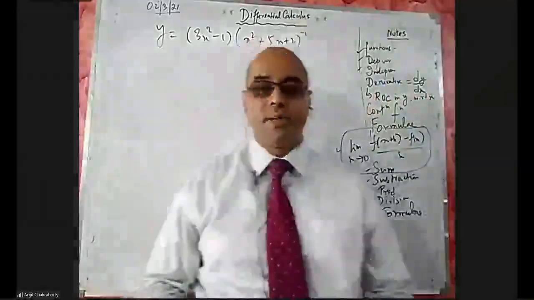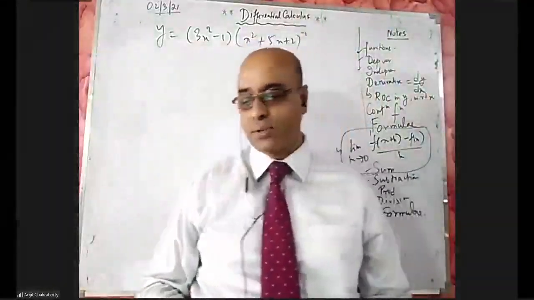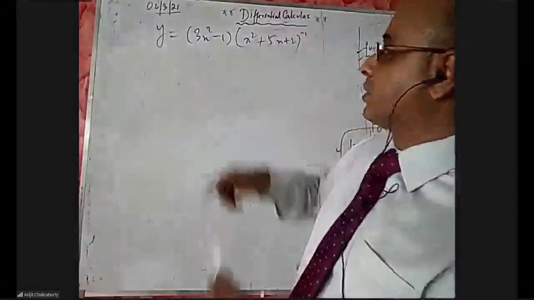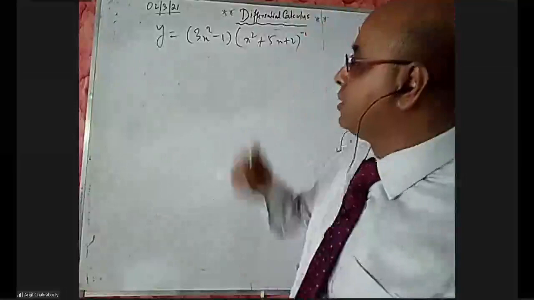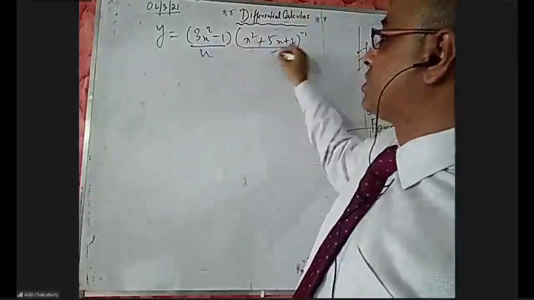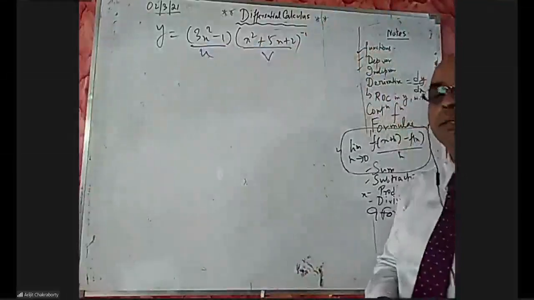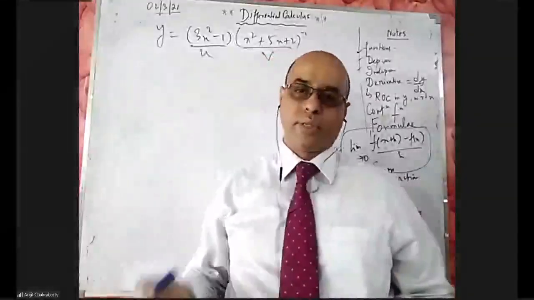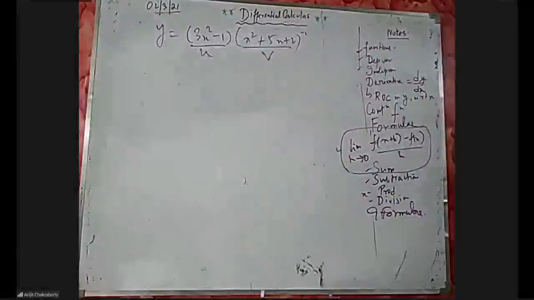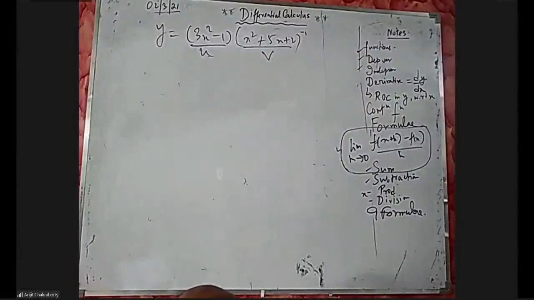This looks a bit long, but it is not so. It's a case of product. So please see that this part I can say is u and this is v. It's a product. u is a function of x, v is also a function of x. Just have a look at the problem and see whether you understand.